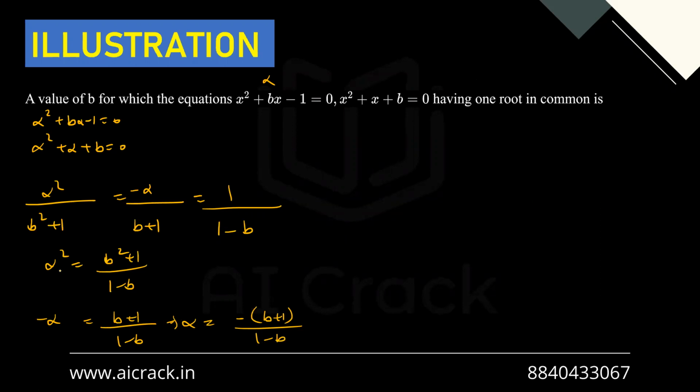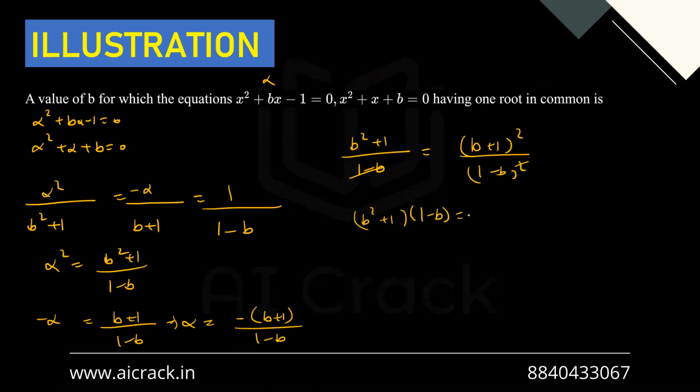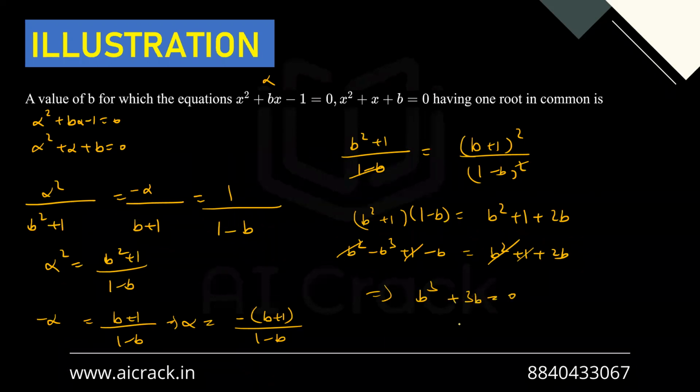Now I'll use both of these equations to eliminate alpha. So I'll square this one. So basically b square plus 1 divided by 1 minus b equals b plus 1 whole square divided by 1 minus b whole square. So this square gets cancelled out. So this becomes b square plus 1 times 1 minus b equals b square plus 1 plus 2b. So this would become b square minus b cube plus 1 minus b equals b square plus 1 plus 2b. So this gets cancelled out, and what we'll be left with is b cube plus 3b equals 0. So basically b times b square plus 3 equals 0.